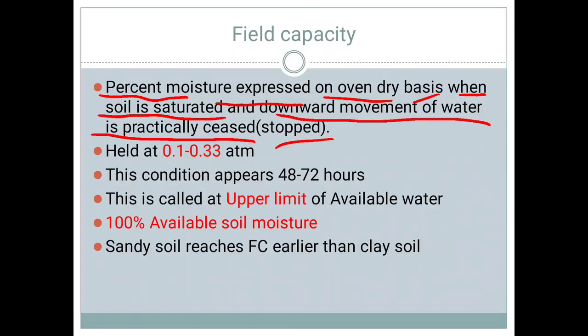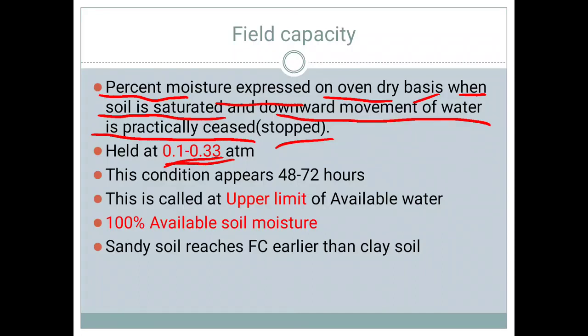So this condition we can observe after 3 days or 4 days after irrigation. And maximum water holding capacity we can find on the first day of irrigation, and field capacity we can observe on the second day or third day or fourth day of irrigation, also depending on soil type. This water is held at 0.1 to 0.33 atmosphere. This is very important. Very negligible pressure, just more than 0. In MWHC, the pressure is 0, but at field capacity 0.1 to 0.33 atmosphere.